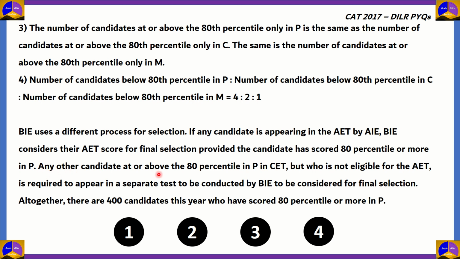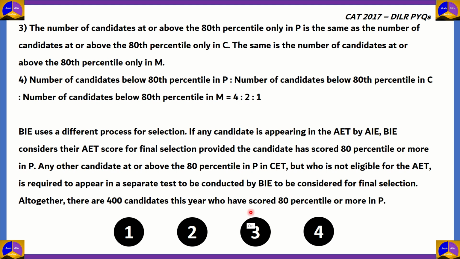Any other candidate at or above the 80 percentile in physics in CET, but who is not eligible for the AET, is required to appear in a separate test to be conducted by BIE to be considered for final selection. Altogether, there are 400 candidates this year who have scored 80 percentile or more in P. Now, this particular question has 4 sub-questions. Let's first read the questions before moving on to how to solve them.